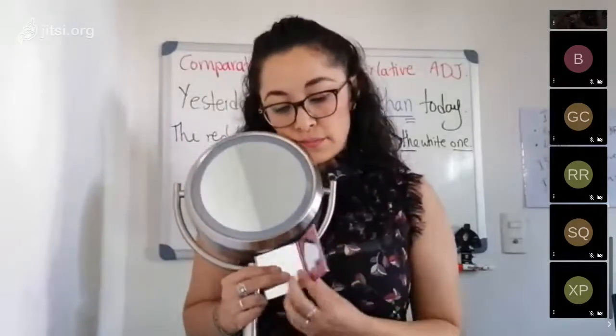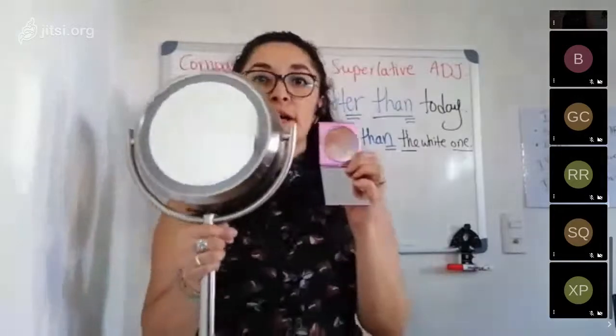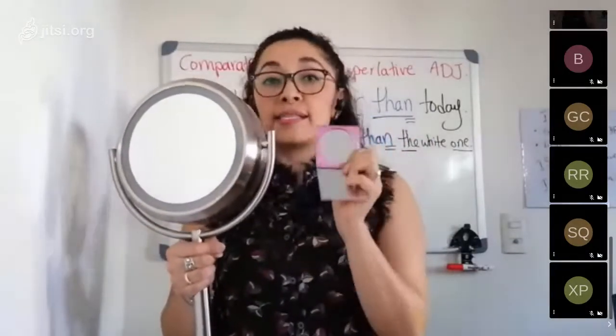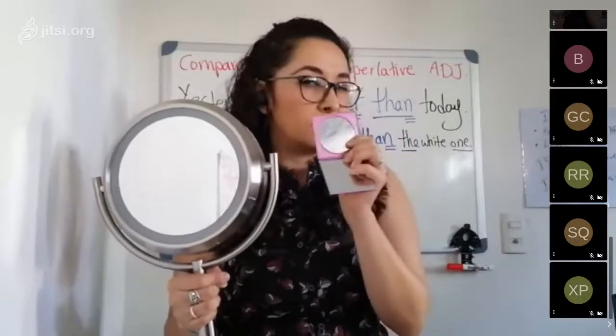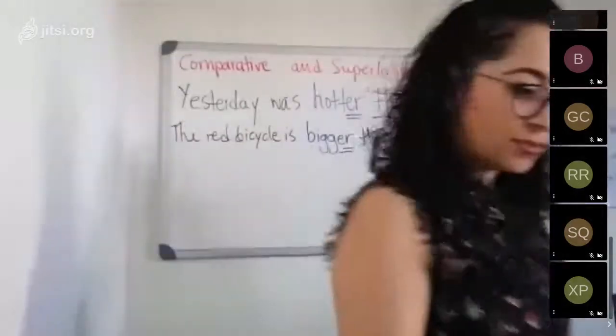These are, remember, mirrors. The pink mirror is smaller than the other one. We have two mirrors, so we can say the other one. The pink mirror is smaller than the other one. The other one. Let me write that. Okay, very quickly. I don't want this to take long.